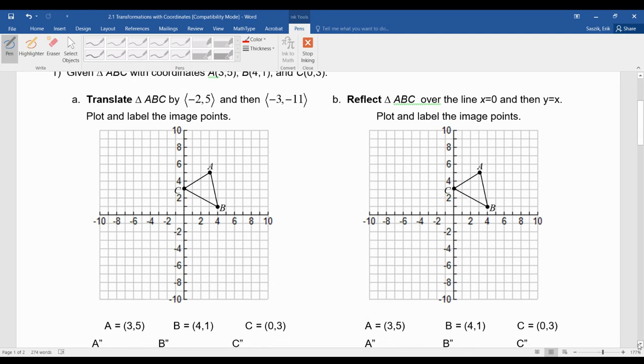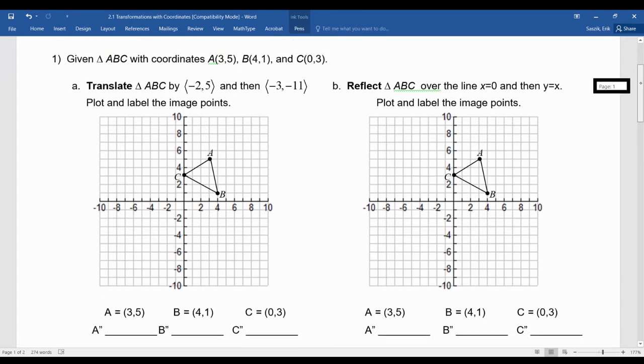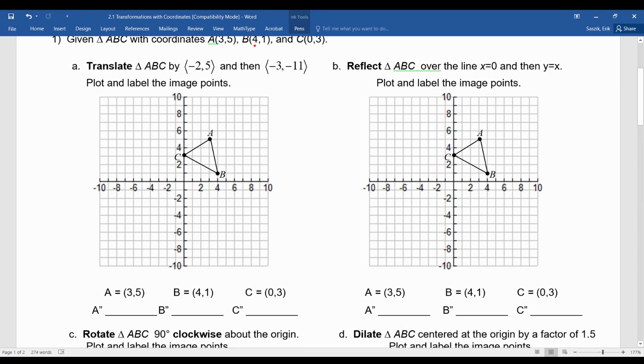I'm not going to write these image points. You can look at my solution if you want. If you take the 3, 5 and apply the -2, that 3, of course, will become 1. Apply the -3, it's going to become -2. Notice how this is a double prime because we made two movements. And if I did the 5, I have to add 5, that's going to become 10, subtract 11, that's going to become -1.